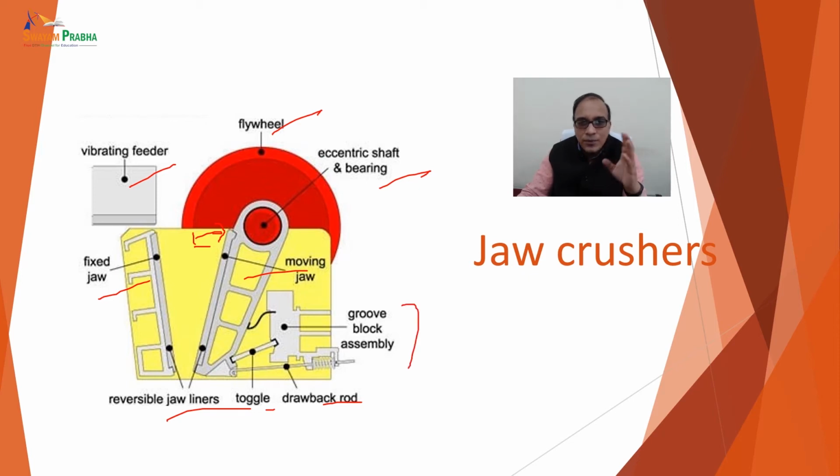So what is happening is that the product is being crushed in between with the help of the movement of the moving jaw in the range of 20 to 30 degrees, and in this way the size reduction is achieved.